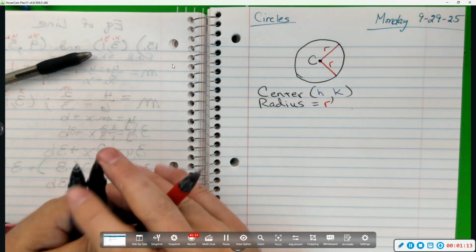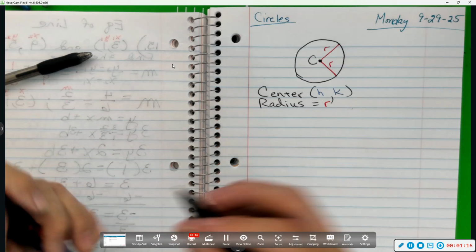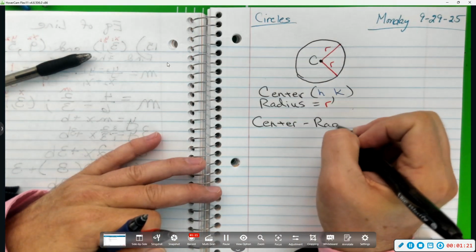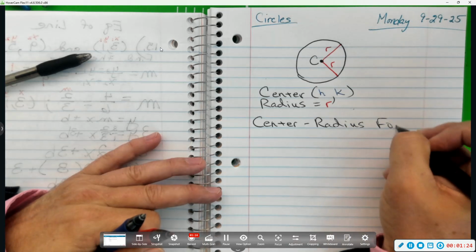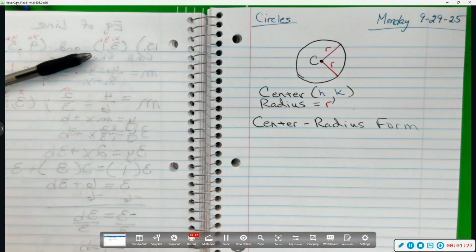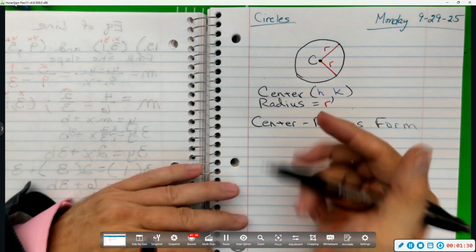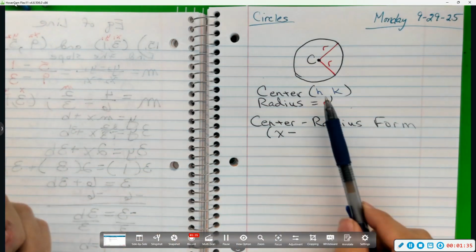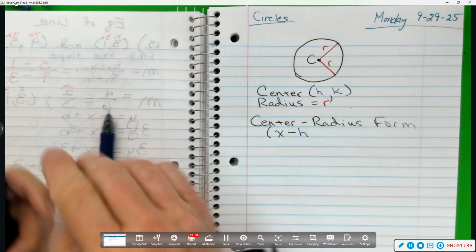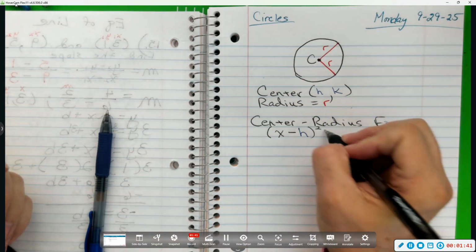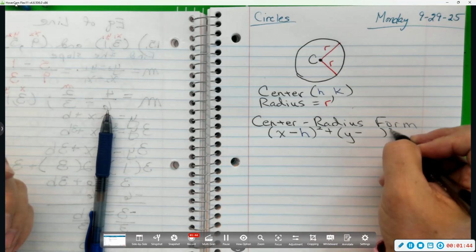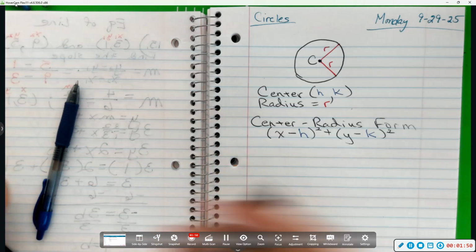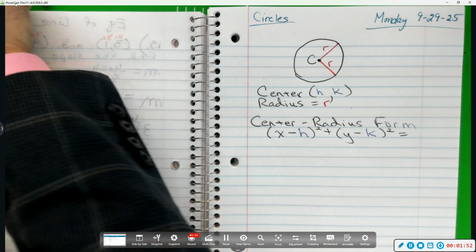And we have something called center radius form for the equation of a circle. Center radius form is in the form, parentheses, x minus the x-coordinate of the center, quantity squared, plus y minus the y-coordinate of the center, quantity squared, equals the radius squared.